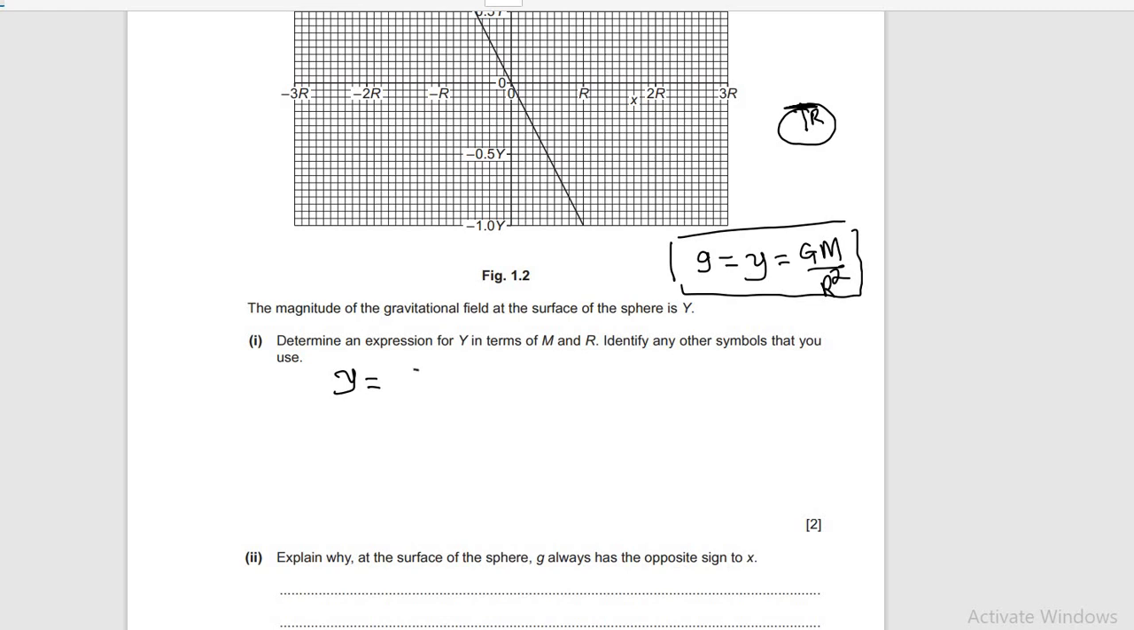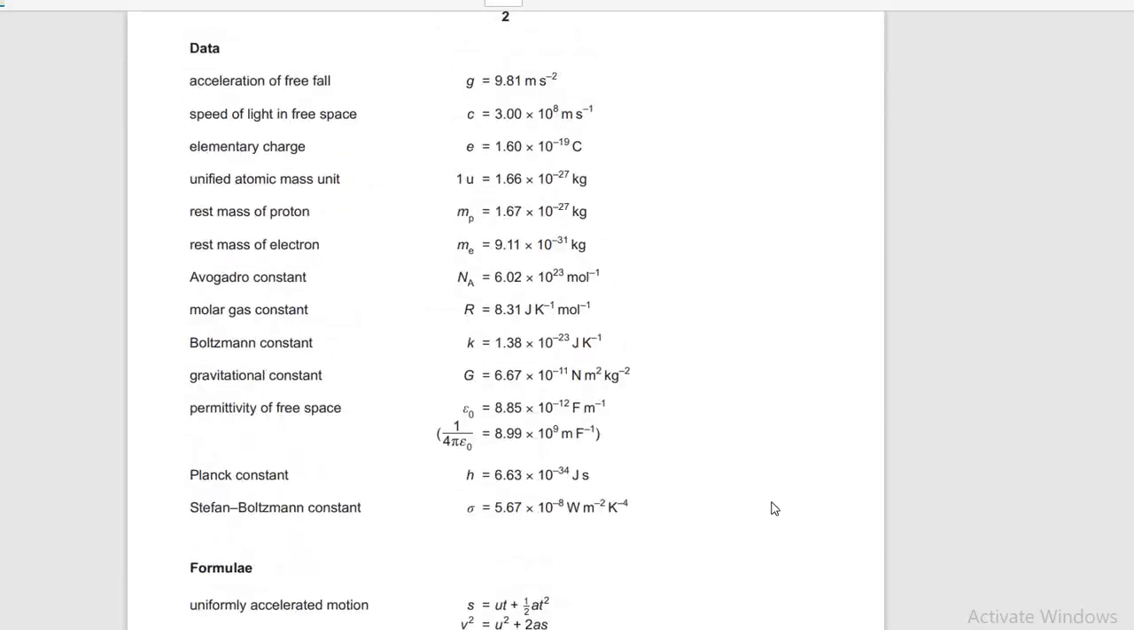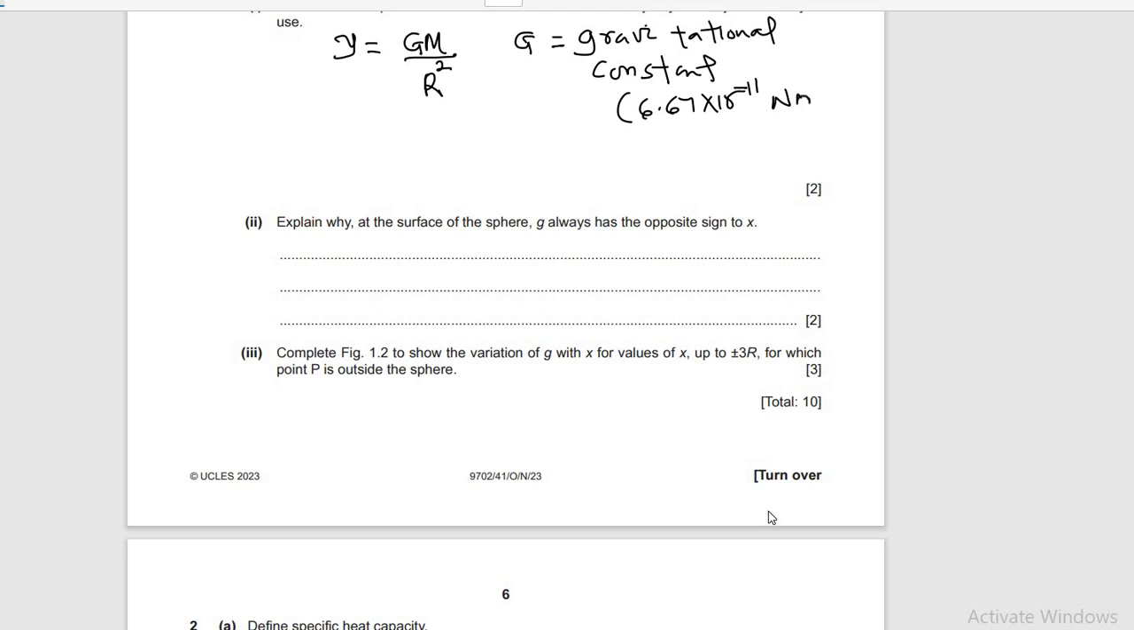So y is the gravitational field at the surface of the sphere. At the surface, the distance is the radius. Previously they mentioned m as the mass of the sphere and r as the radius of the sphere. They never mentioned G. That is the other symbol that we use. G is called the gravitational constant. The value is 6.67 times 10 to the power of negative 11 newton meter squared per kilogram squared. I think it's always given on the first page. That's what they ask.